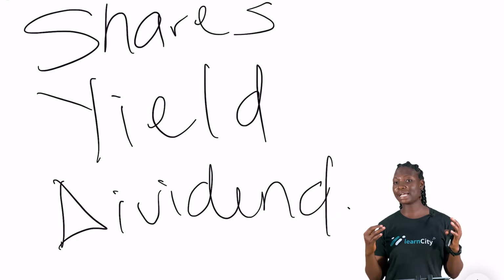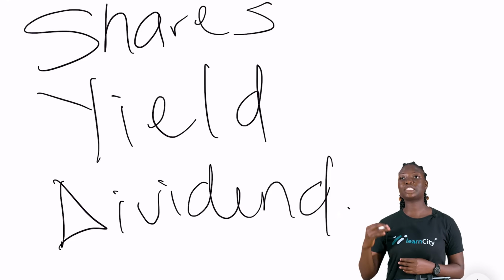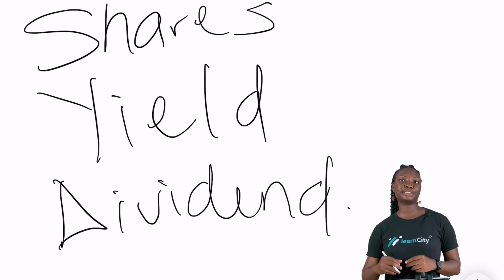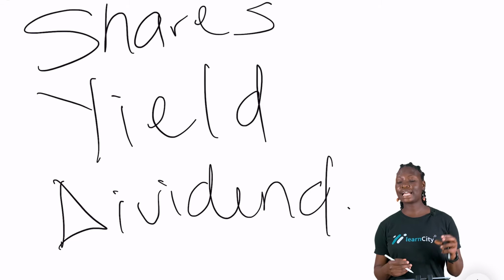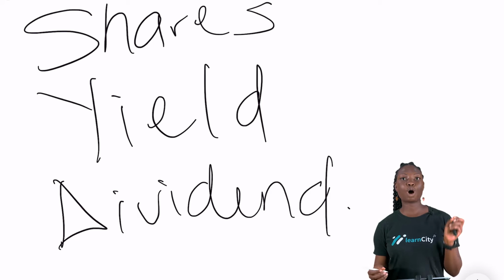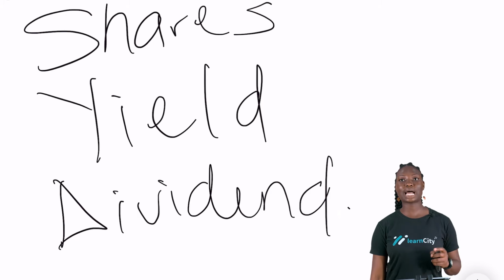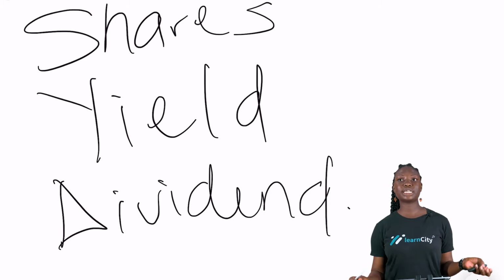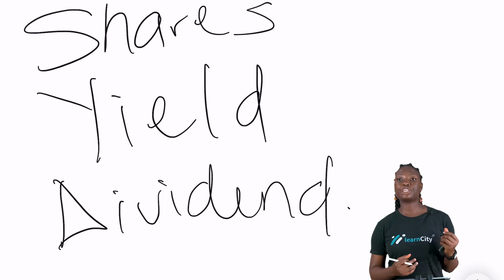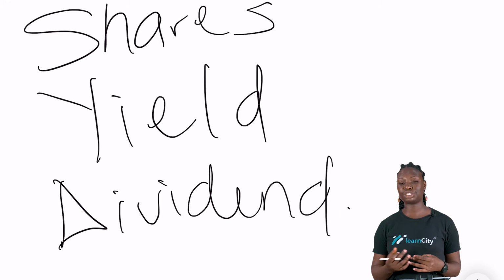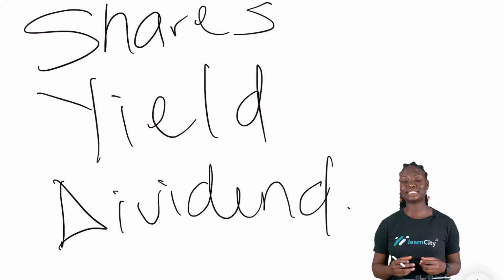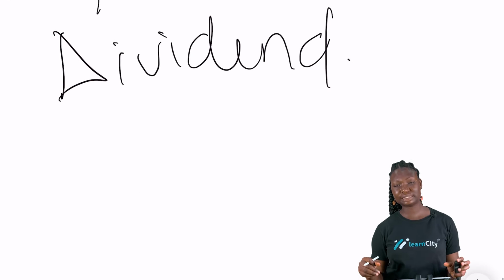Dividends may be expressed as a percentage of the value of the shares or as a fixed amount per share. Yield can be defined as the percentage return on unit investment. Today we'll be solving two examples on shares, yield and dividend.